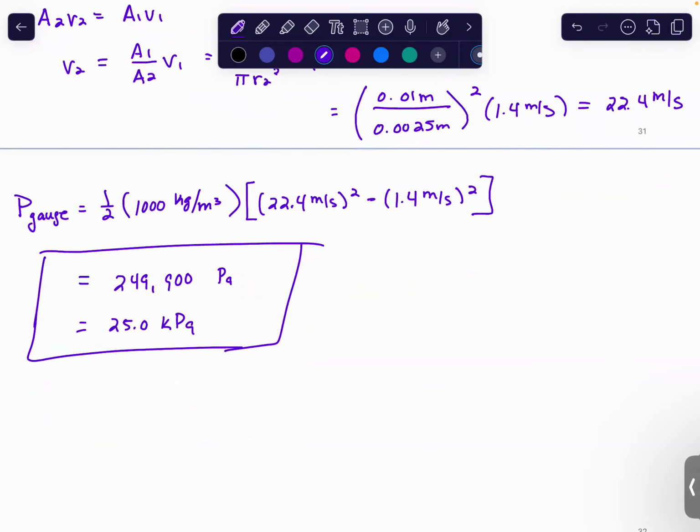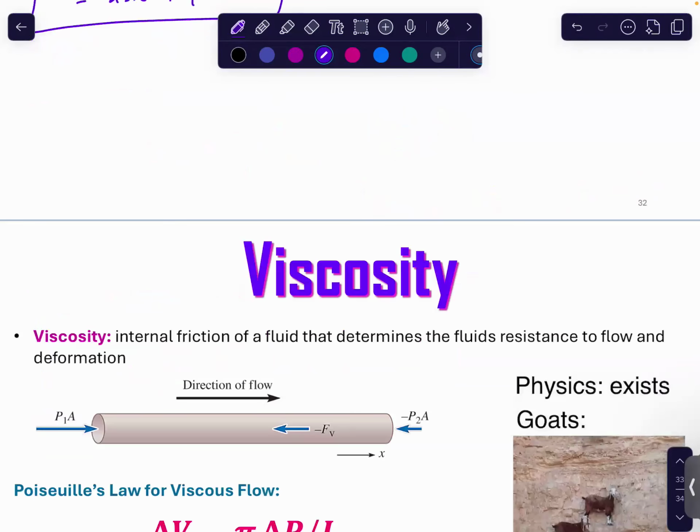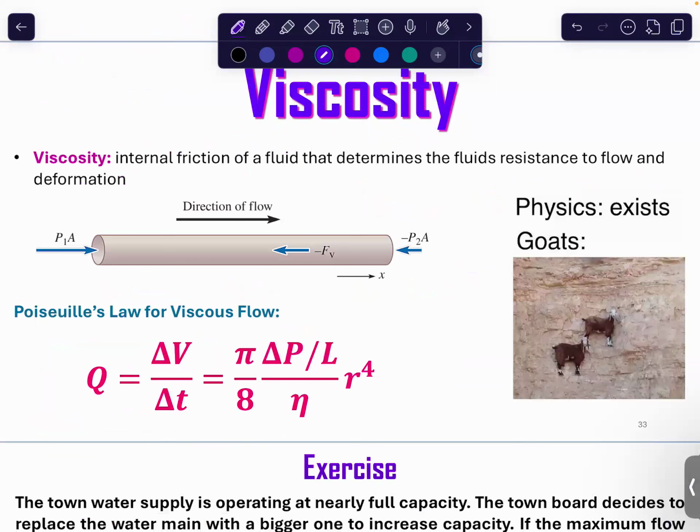Another thing you're going to want to remember is viscosity. So, internal friction of a fluid resisting the flow of the fluid.